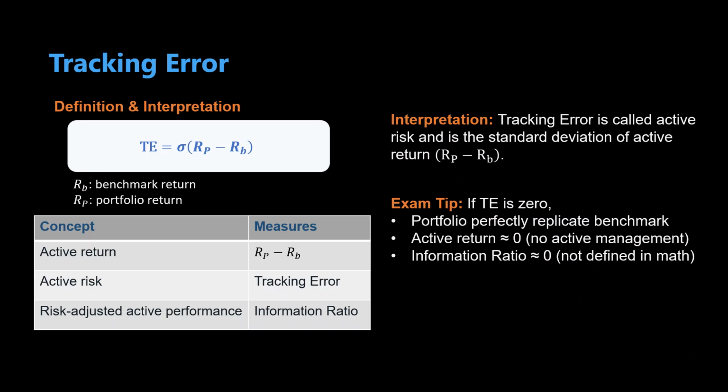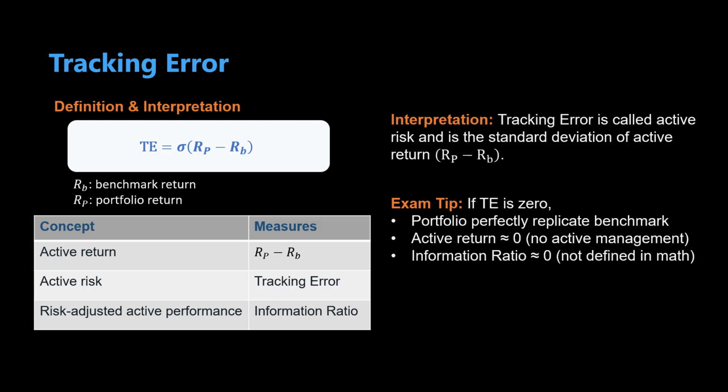Tracking error, or TE, is the foundation of the information ratio. It's simply the standard deviation of the active returns, that is, the difference between the portfolio return and the benchmark return over time. The higher the tracking error, the more the portfolio deviates from the benchmark, and the more active the management style. Here is an important exam tip. If the tracking error equals 0, it means the portfolio perfectly replicates the benchmark. There are no active bets, active return is approximately 0, and mathematically the information ratio is undefined. That's why you cannot divide by 0.